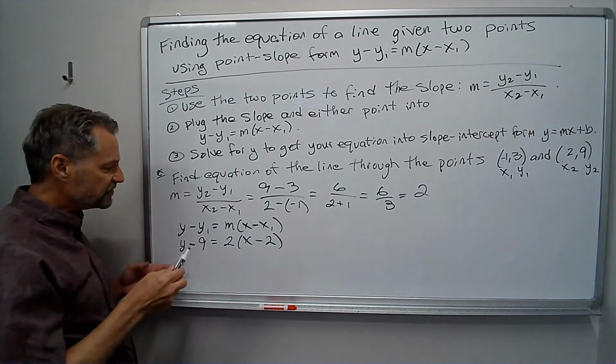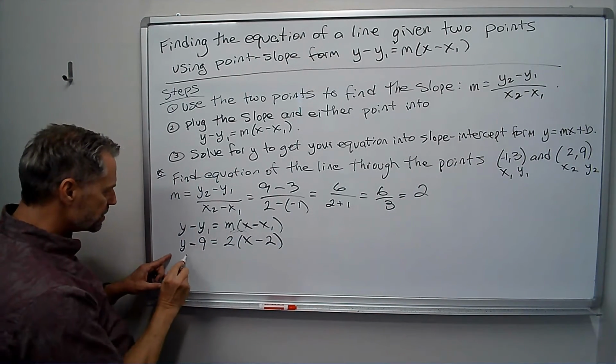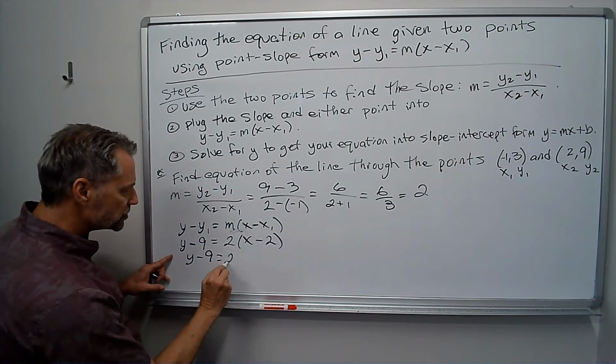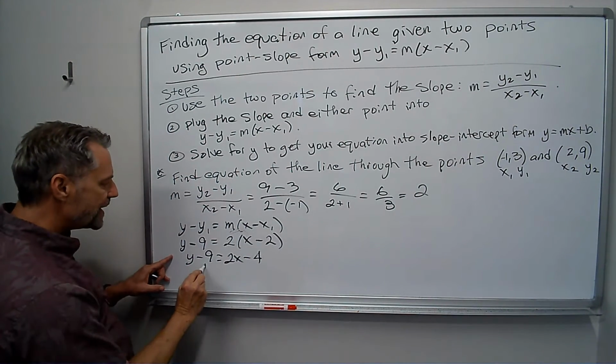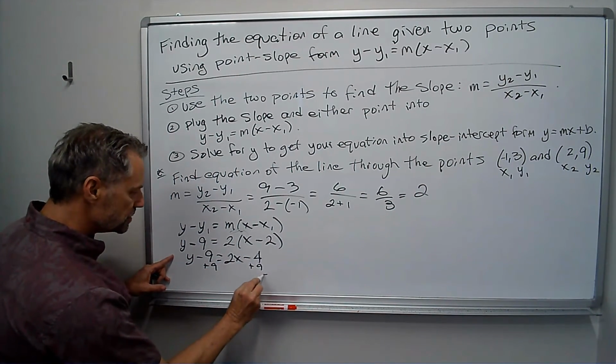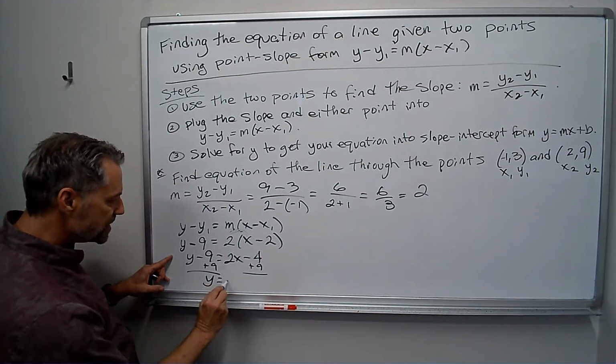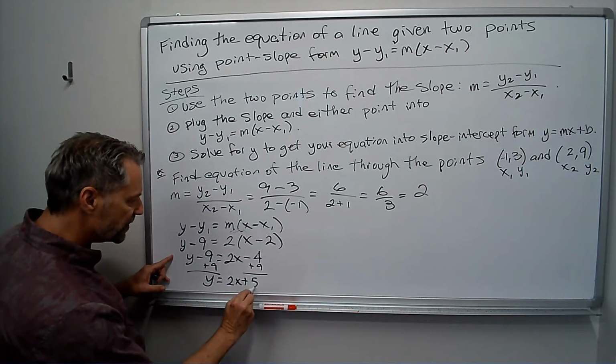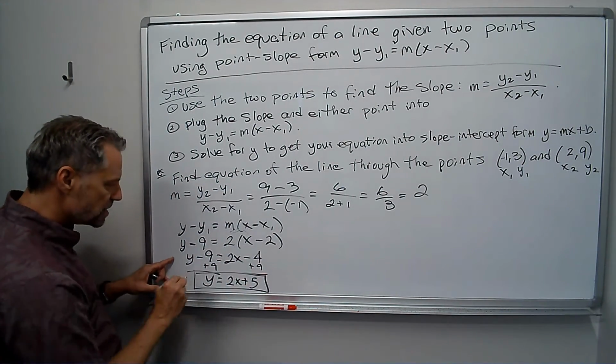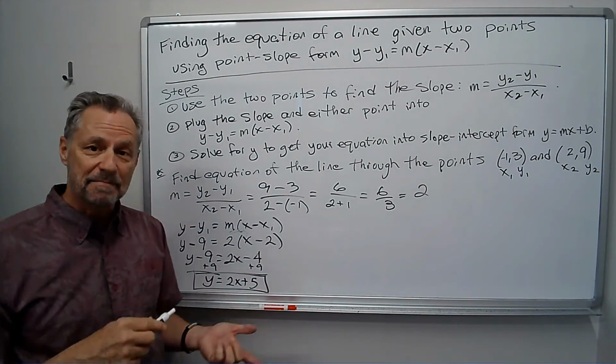And now I'm just going to solve this for y. So I distribute through here. I get y minus 9 equals 2x minus 4. Add 9 to both sides. And I get y equals 2x plus 5. And as quick as that, I'm done.